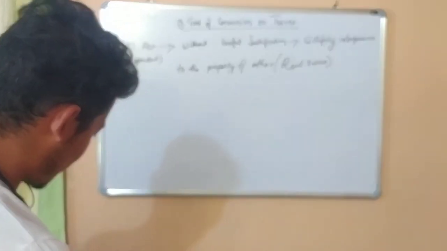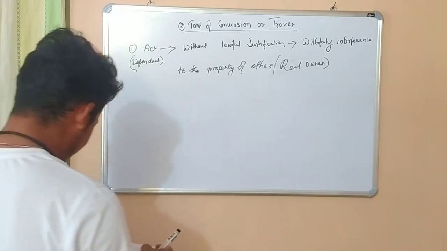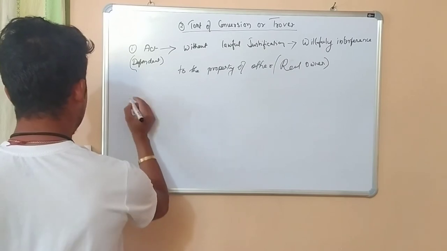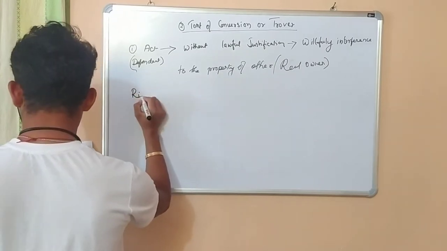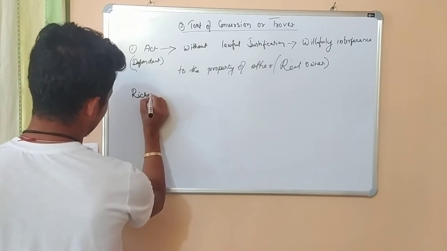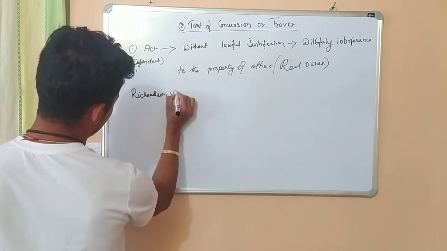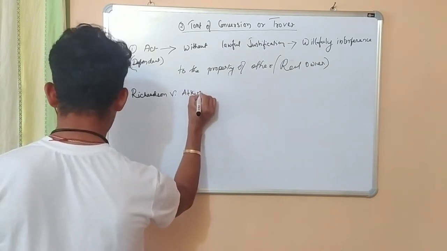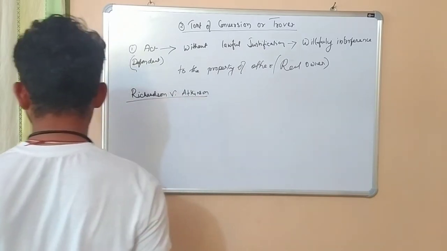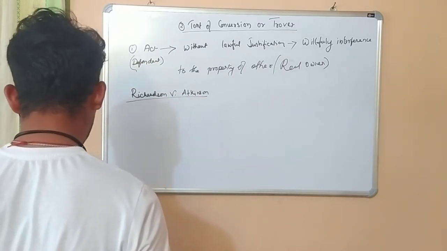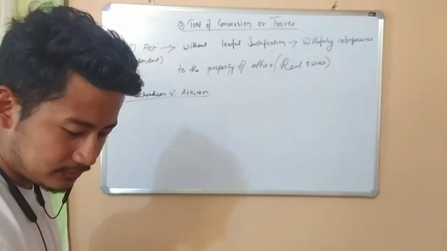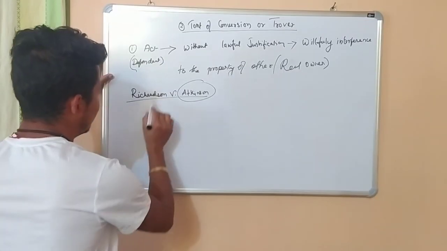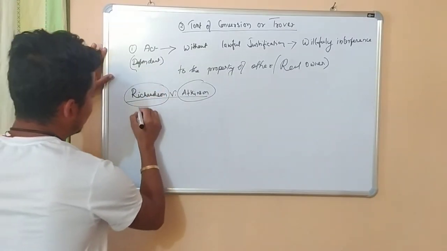Another case law is about conversion by destruction. There are various kinds of conversion; the conversion could be of anything. This case is Richardson versus Atkinson. In this case, the defendant is Atkinson and Richardson is the plaintiff. The plaintiff has a wine cask, or say a bottle.